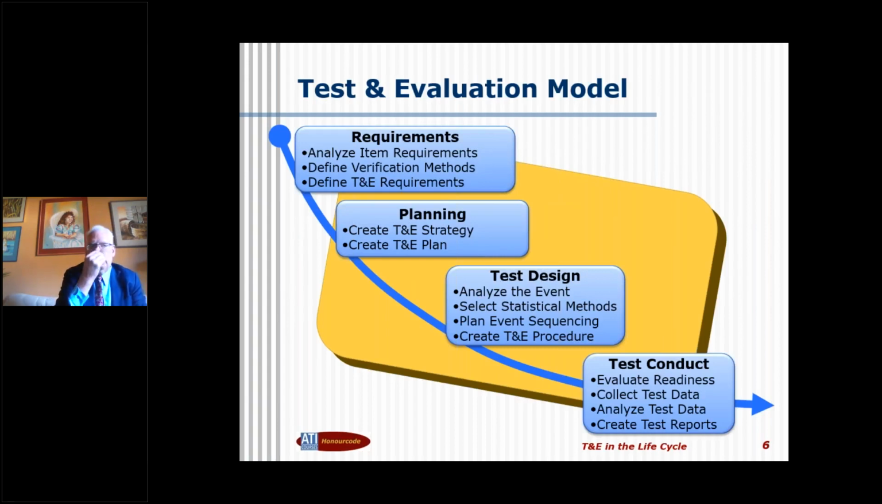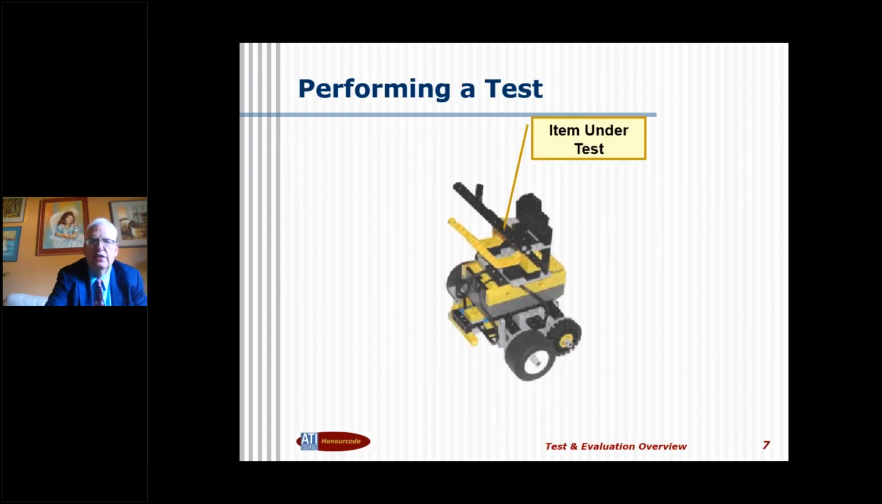We'll use this model here where it shows basically four stages of testing: the requirements, what we do with those requirements; the planning, creating a T&E strategy and a T&E top level plan; the test design, getting to a lower level plan, analyzing a specific event that's part of the overall testing; selecting the statistical methods, creating the event sequence, and creating a test and evaluation procedure; and then finally conducting the test, evaluating the readiness, collecting the test data, analyzing it, and creating a test report.